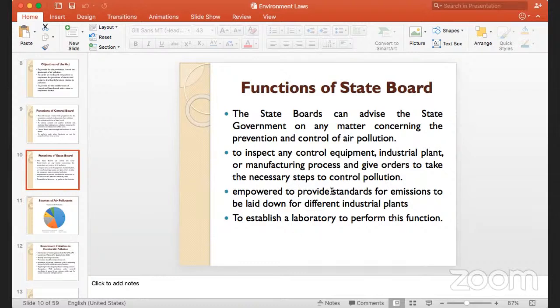And lastly, what does it also do? It establishes a laboratory to perform this function, right? So the state board also establishes a laboratory to perform this function.